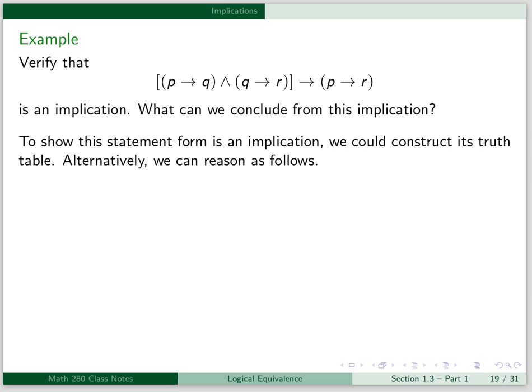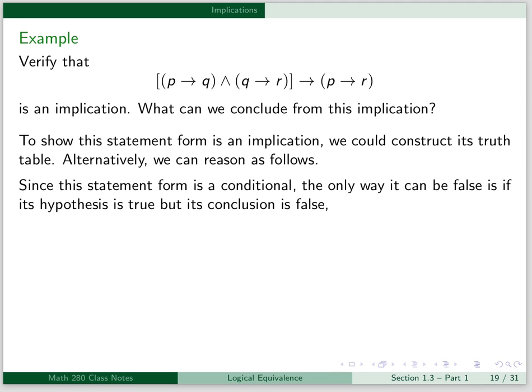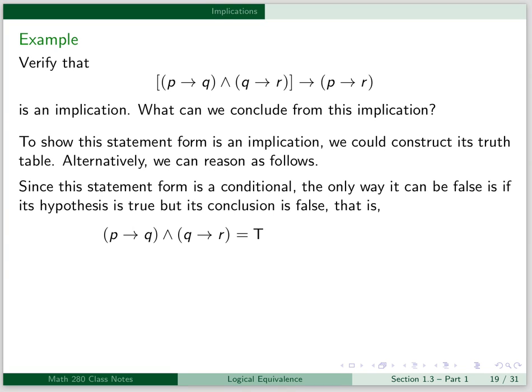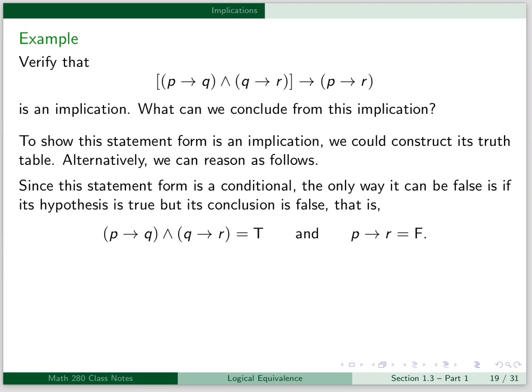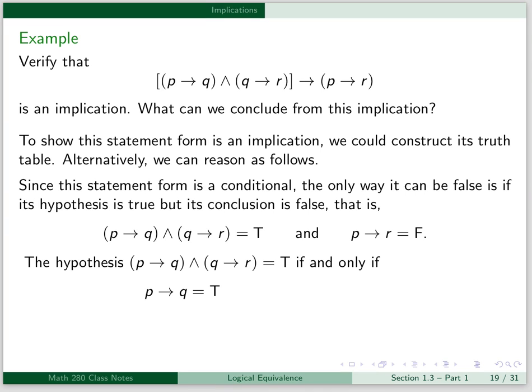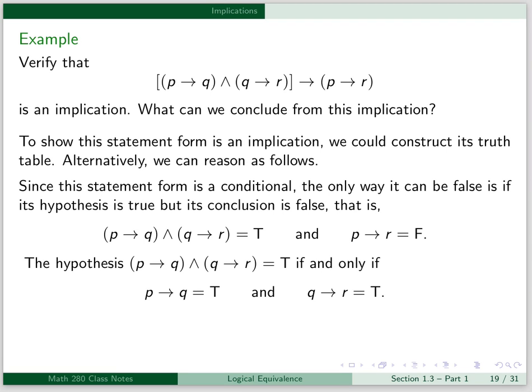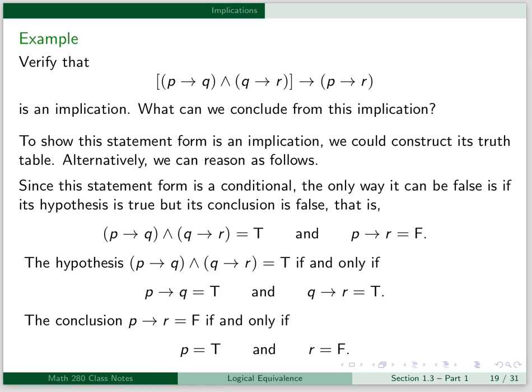Alternatively, we could reason as follows. Since the statement form is a conditional, the only way it can be false is if its hypothesis is true but its conclusion is false. That is, (P implies Q and Q implies R) is true, and P implies R is false. The hypothesis is true if and only if P implies Q is true and Q implies R is true. The conclusion P implies R is false if and only if P is true and R is false.